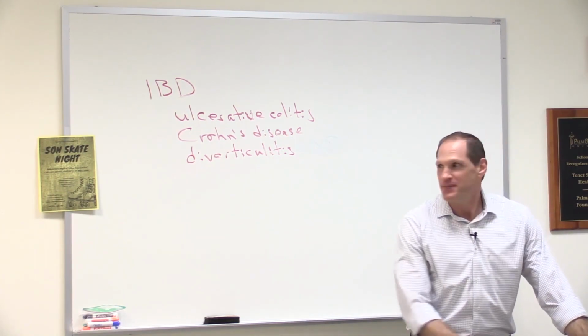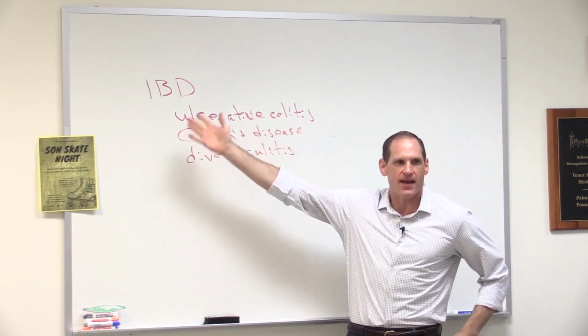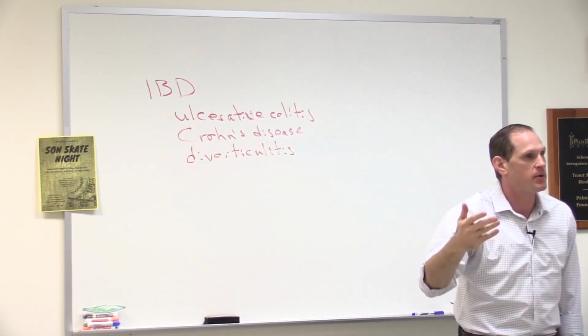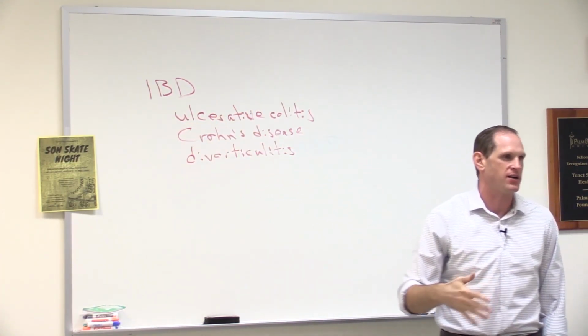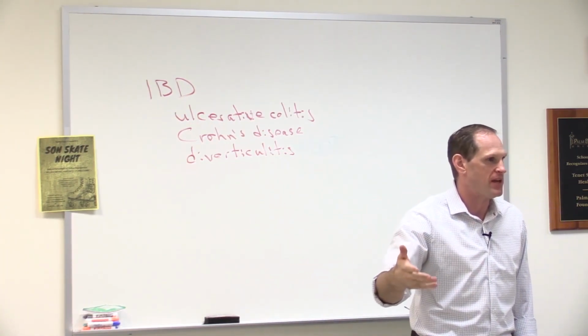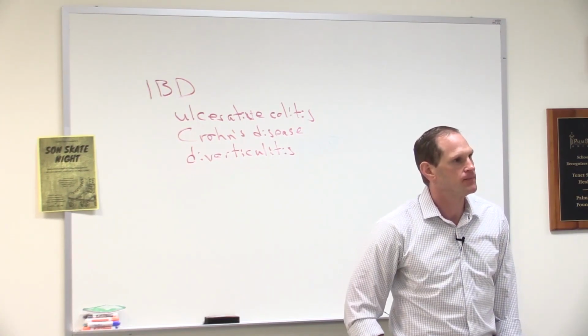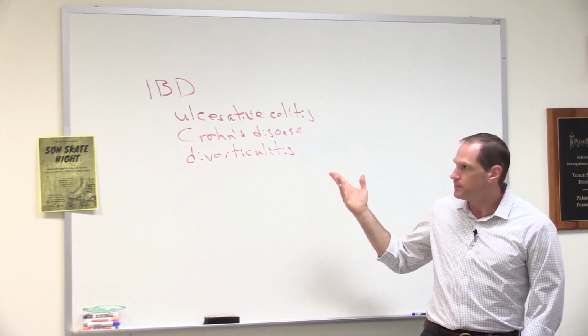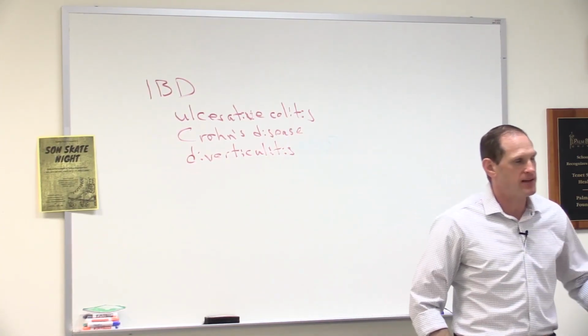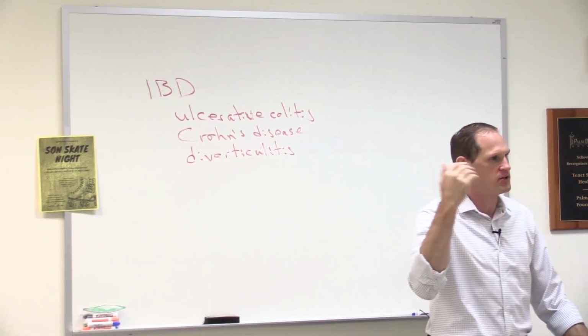Okay. So these are the 3 diseases that make up IBD. So when a person has IBD, they typically have one of these diseases, although it is possible to have more than one at the same time. But it's not a situation like COPD where it's always a combination of 2. It's usually just one. All right, so let's talk about ulcerative colitis first. As the name implies, there's ulcers, and it occurs in the colon.